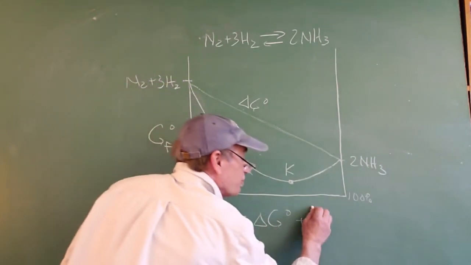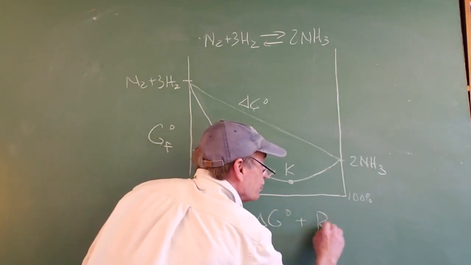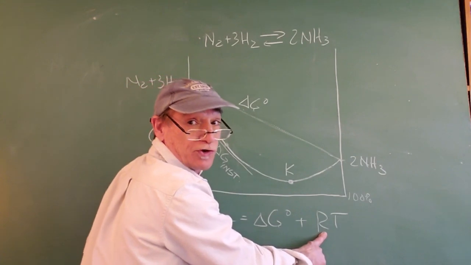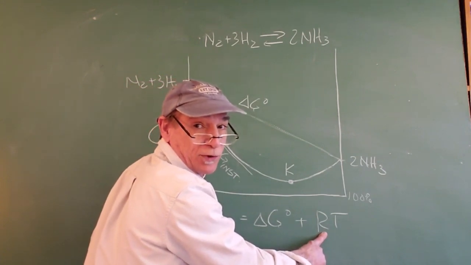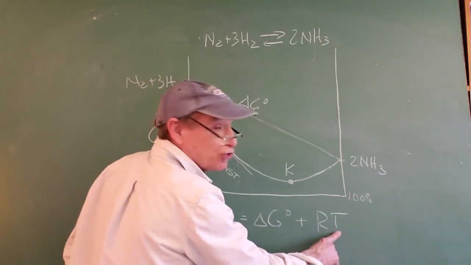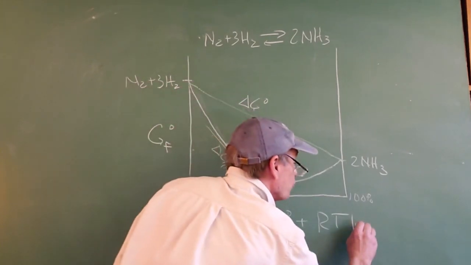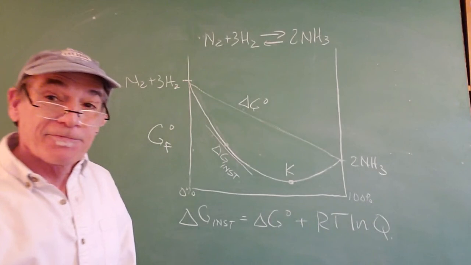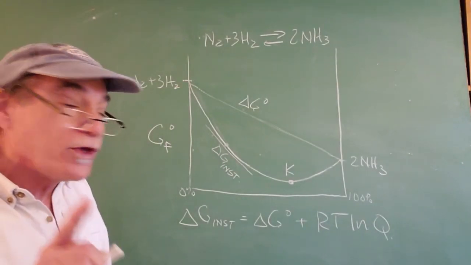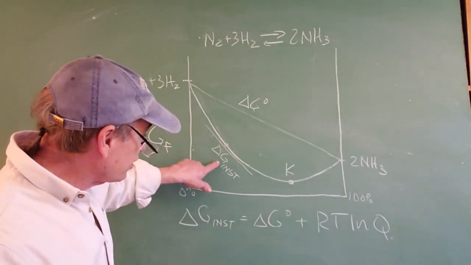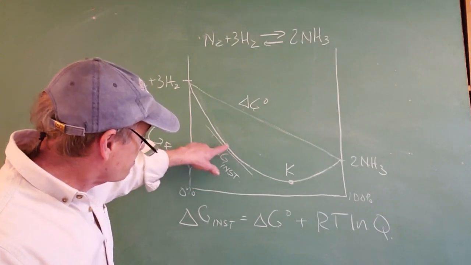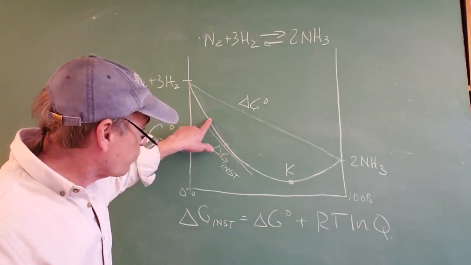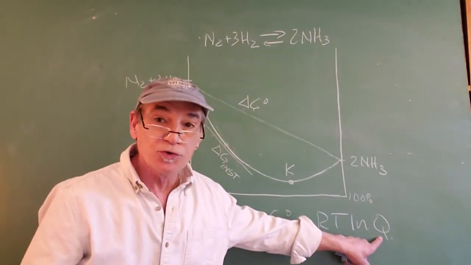Well, this little adjustment is RT, the ideal gas constant, again in kilojoules, that's the 0.008314, the temperature in Kelvin, and the natural log of Q. All right, so we could find the instantaneous change in G at any point along that reaction. What we need to calculate at that point would be the value of Q.